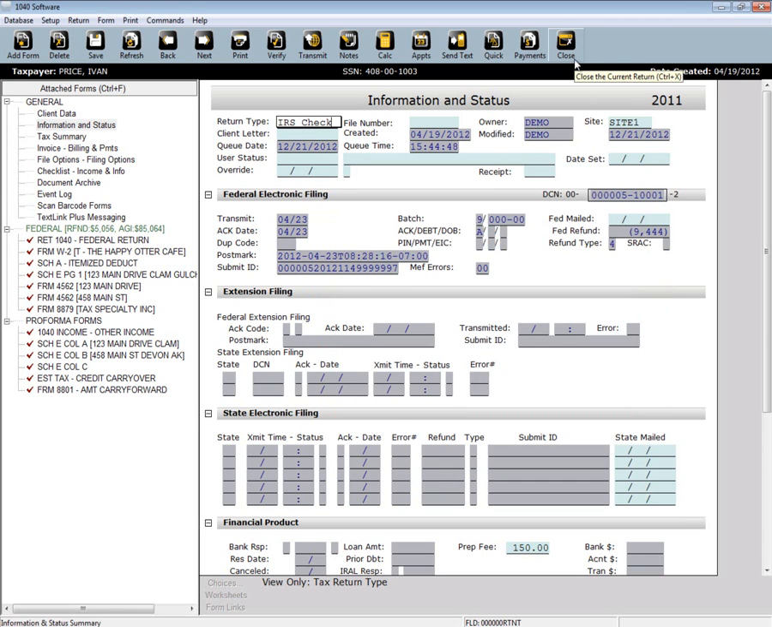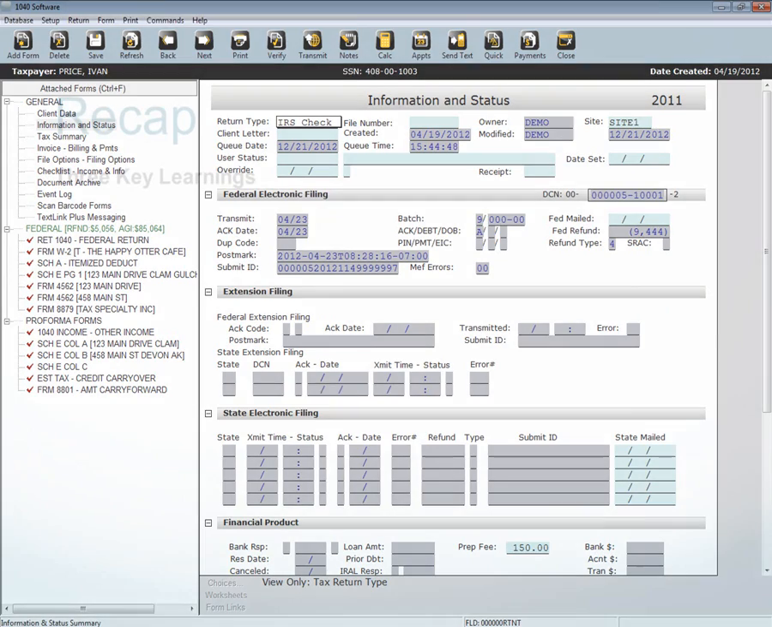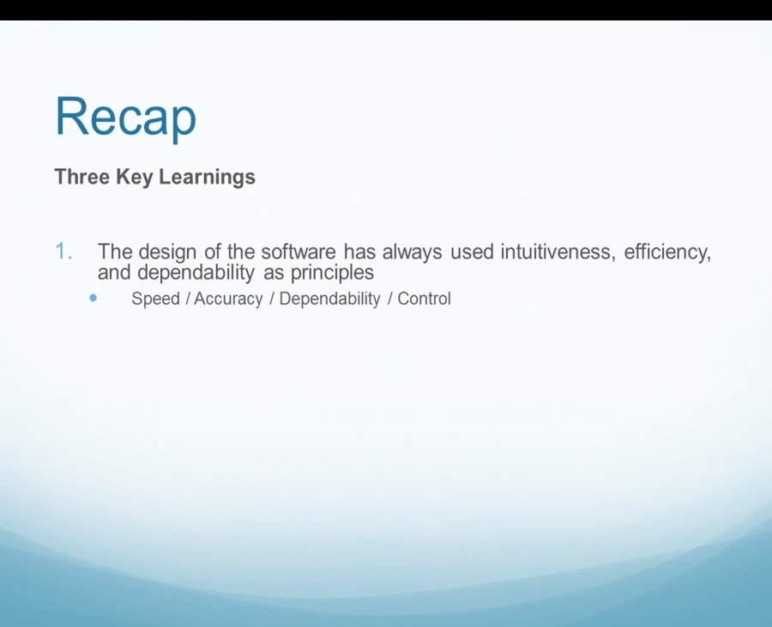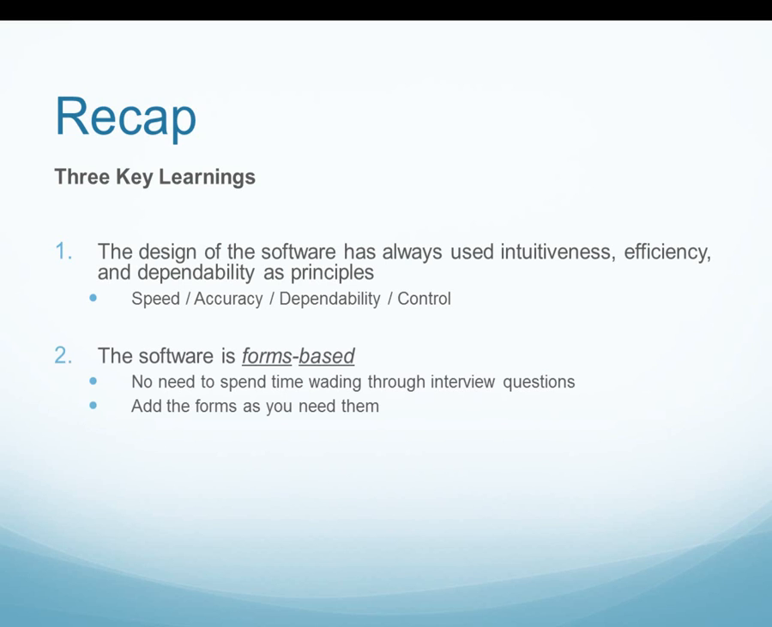As a recap, let's go over 3 key items. The design of the software has always used intuitiveness, efficiency, and dependability as principles, and that means the software is fast, it's accurate, it's dependable, and you control it rather than it controlling you. This is a forms-based software. There's no need to spend time wading through questions or menus to complete the tax return. You just add the forms as you need them.